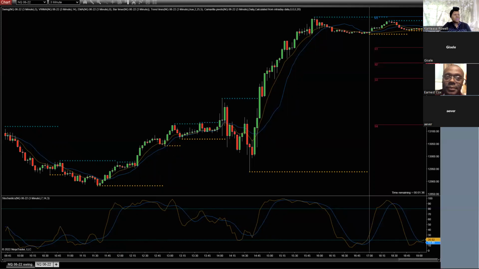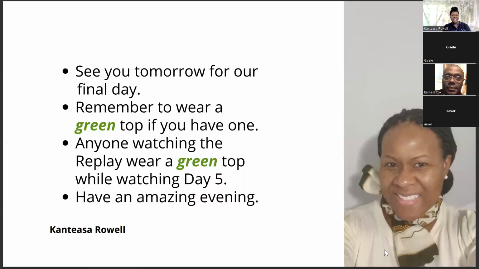And remember, tomorrow, if you have one, please wear a green top. I want to do the auditorium type photo of everyone in their green tops tomorrow. It's not mandatory, it's optional, but I would appreciate it if you do so.